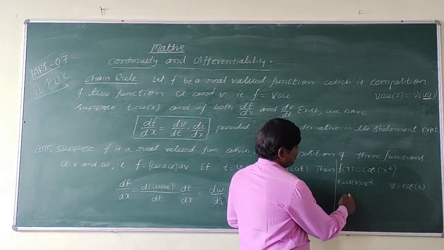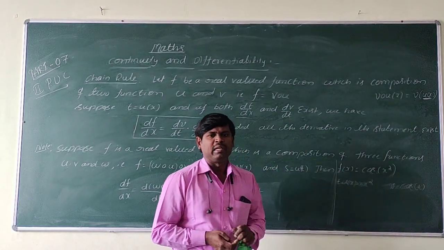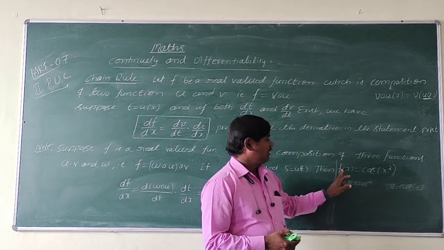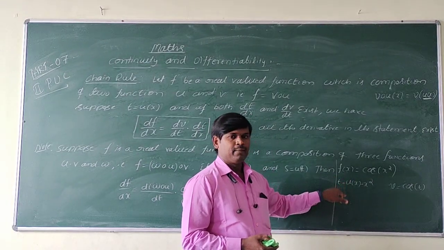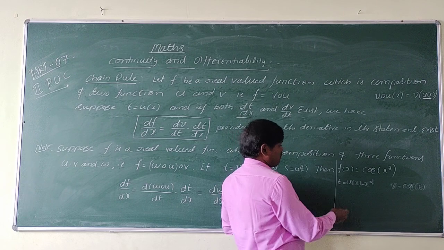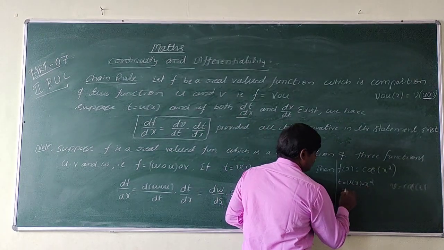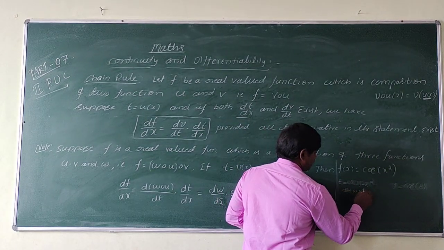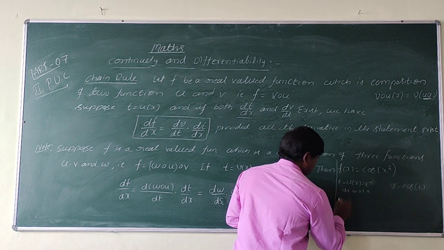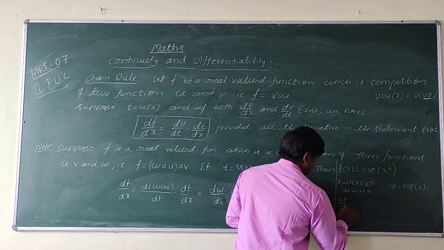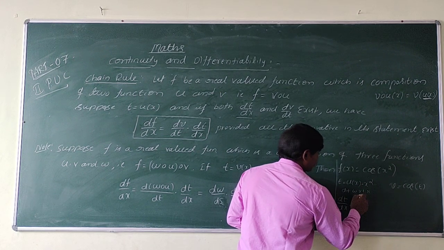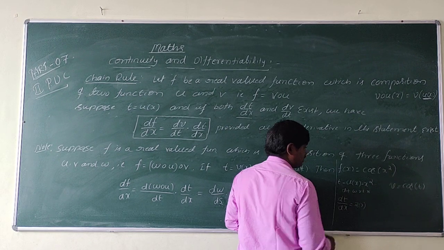Suppose I am going to find the derivative of f, that means df by dx. So I am going to differentiate this with respect to x. Then this is dt by dx, which is equal to 2 into x. Already you know that.